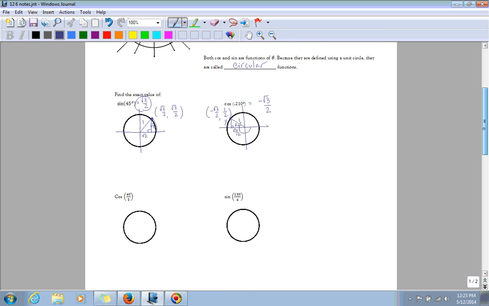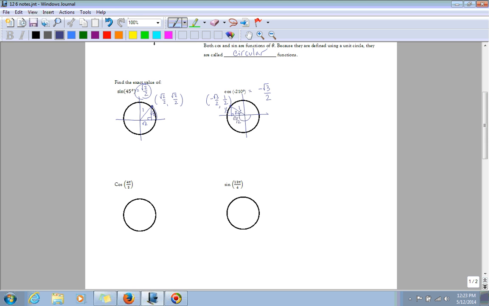Okay, if you want to try the next couple without me saying anything, hit pause and then come back and see if you match my answer.